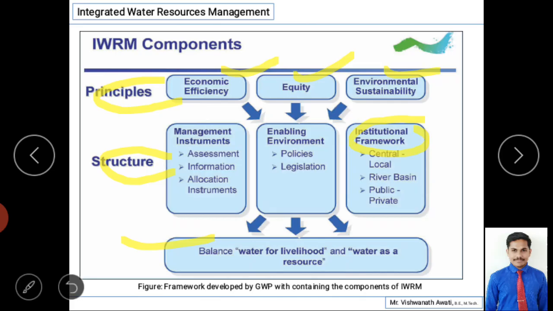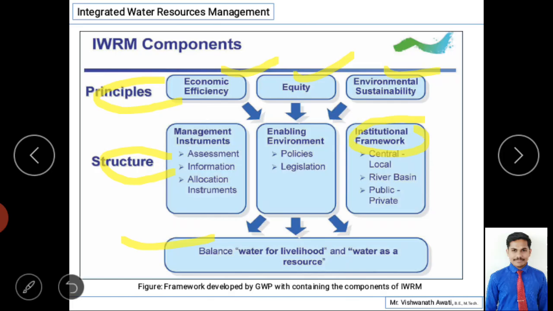And what is the main importance of principle and structure? The main importance is balancing water for livelihood. Here livelihood also takes in species as well as humans and the human surroundings, right? Environment is also considered, humans are considered, and all the species are considered, right? That is the result of principle and structure. The result, the main agenda, is balancing water for livelihood and water as a resource.